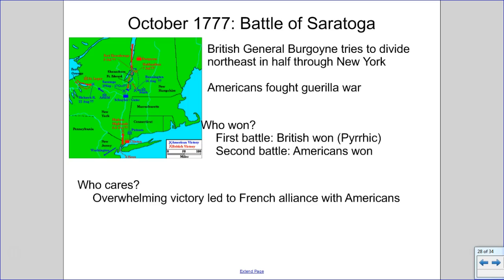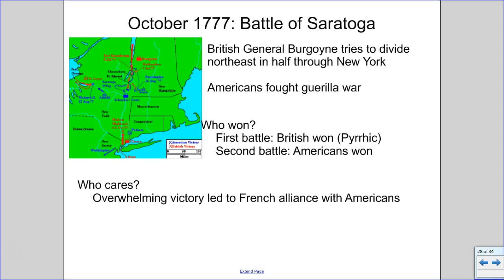The French had basically been opposed to the British for approximately, and I'm not exaggerating, 700-800 years. So they were looking for a chance to stick it to the British after the French and Indian War. And this battle came at just the right time and convinced the French that they should help the Americans.